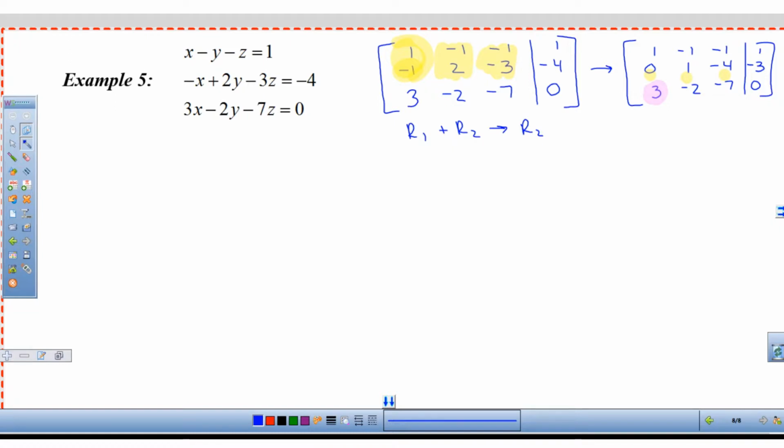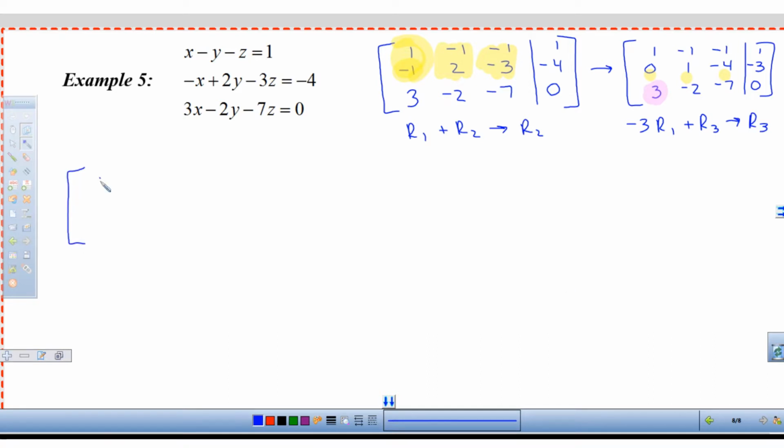Use the 1. What do I have to pair up with a 3 to make it a 0? A -3. What do I have to multiply by 1 to make it a -3? A -3. You guys, I'm always going to make that top number a 1 for you. Always. Because if not, it's so much harder. So that's a -3 times row 1 added to row 3 becomes my new row 3.